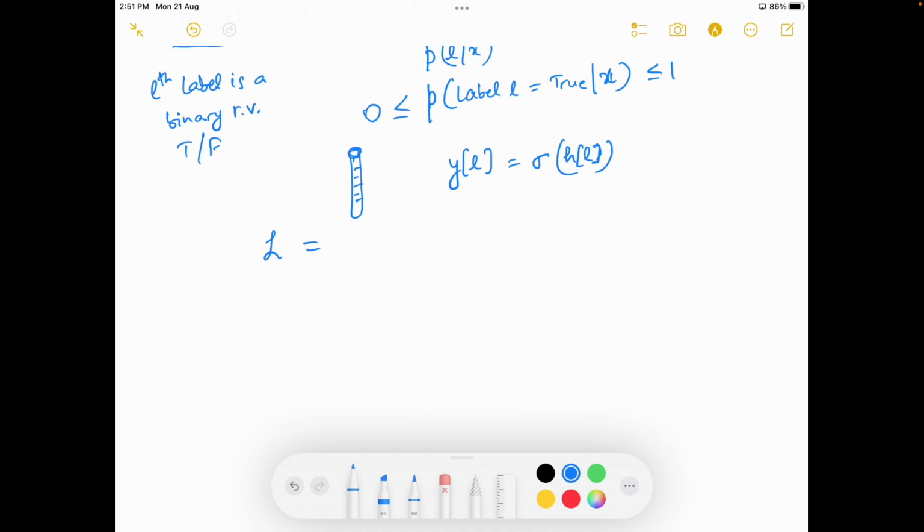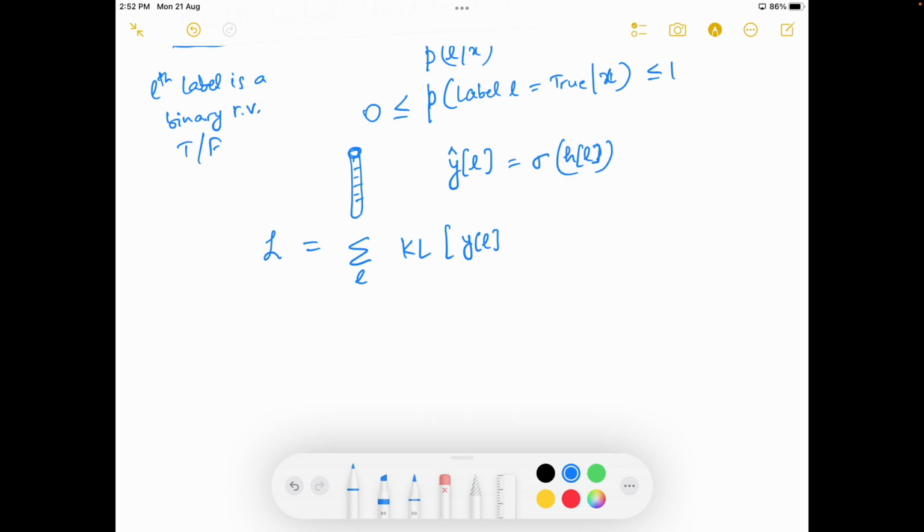Earlier I had a single PDF. Now I have how many PDFs or PMFs? N number of PMFs, right? What should be my loss function now? Yeah, same. Take KL divergence over every random variable or over every PMF, and then average over all the labels.